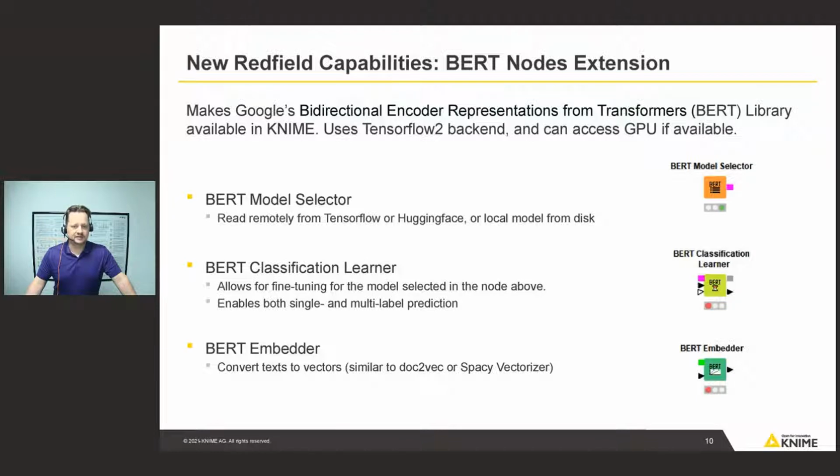The first one that I have listed here is the BERT model selector that allows you to go read remotely pre-trained models from TensorFlow or Hugging Face through a drop-down selection. You can just go grab the model that you want. Knime will download it and bring it in locally. Or if you have a local model already on disk, you can select that too. And then you can feed that model into a BERT classification learner. This is going to take that pre-trained model and allow you to fine-tune it even more using, again, a graphical user interface to make those selections. You don't have to write any code to do this.